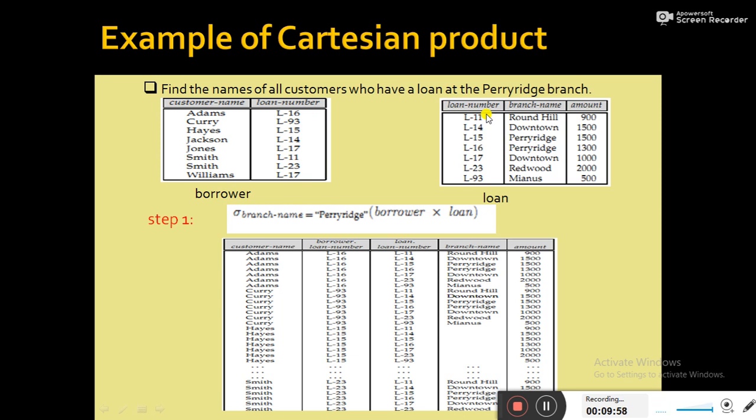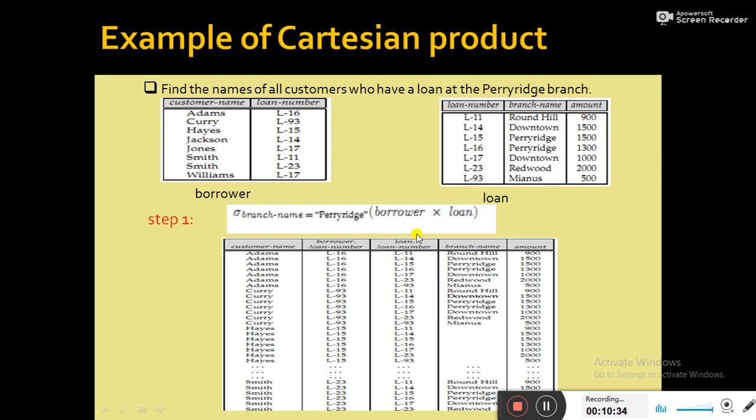So for that, to get the name of the customer who has the corresponding loan, you have to look at the borrower relation too. The borrower relation contains the customer name and his or her corresponding loan number. And the loan relation gives you the loan number, corresponding branch, as well as the amount of the loan. If you combine these two relations, borrower and loan, the combined information will give a clear picture: the customer, their loan number, branch name and amount.